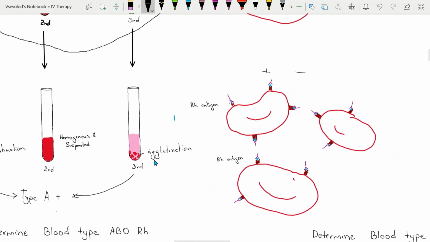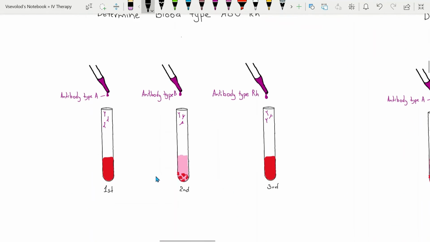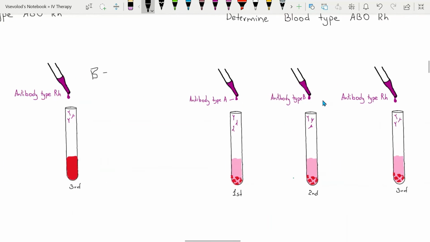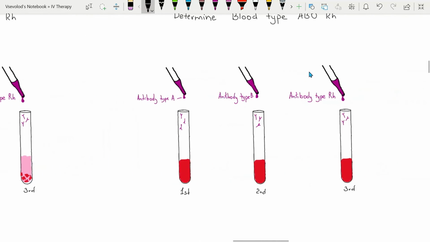Let's take a look at the next example. What do you think this is? This is B negative. Let's take a look at the next example. What do you think this is? Correct. This is AB positive. Now, let's take a look at this example. What do you think this is?